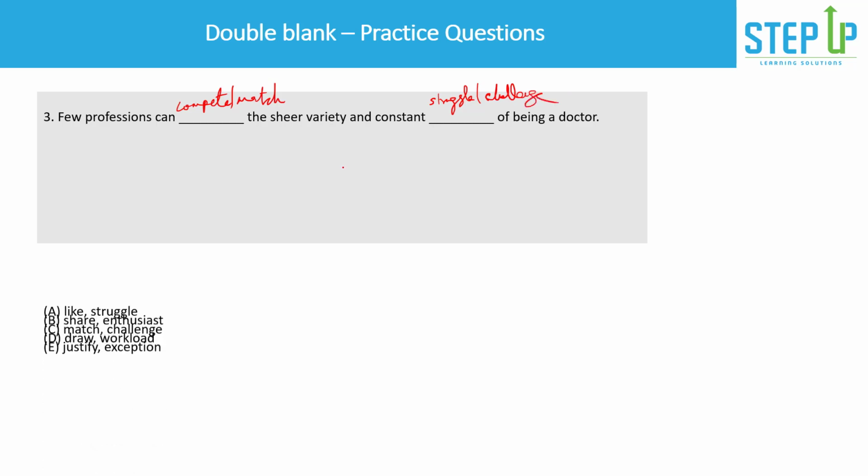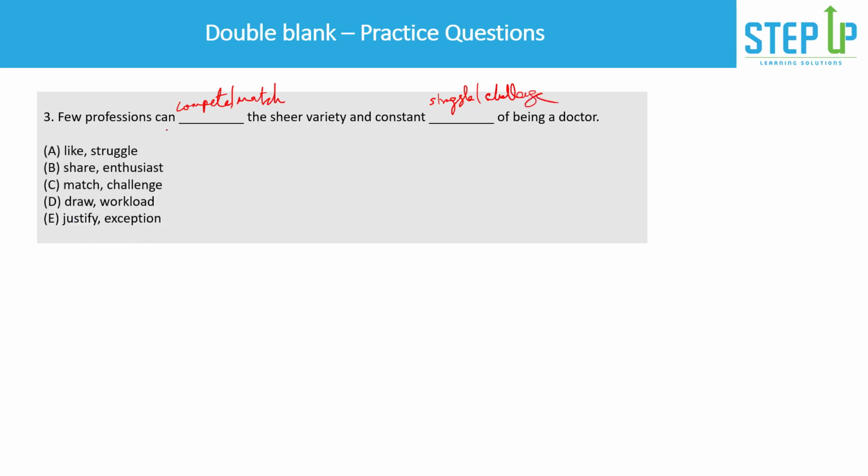So let's look at the options. Few professions can like the sheer variety and constant struggle. So this is fine, but this option is wrong, so therefore we will reject the option, right? Because like doesn't go here, right? Few professions can share the sheer variety, share not really, the concept variety and constant enthusiast of being a doctor, no, right? So enthusiast, again here we don't really need a noun form right here.